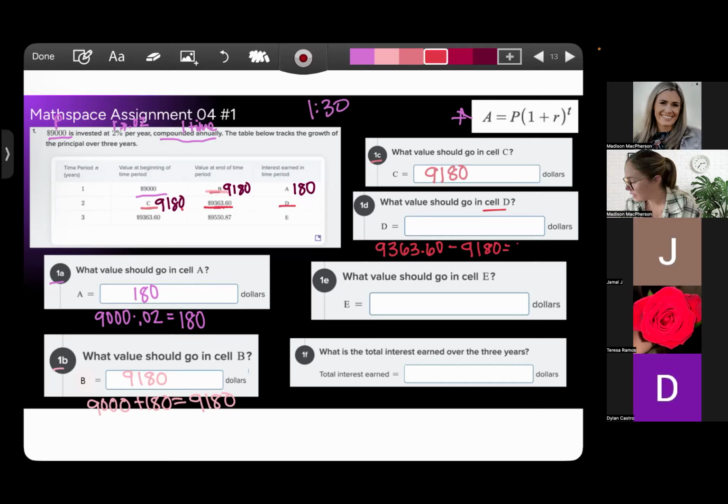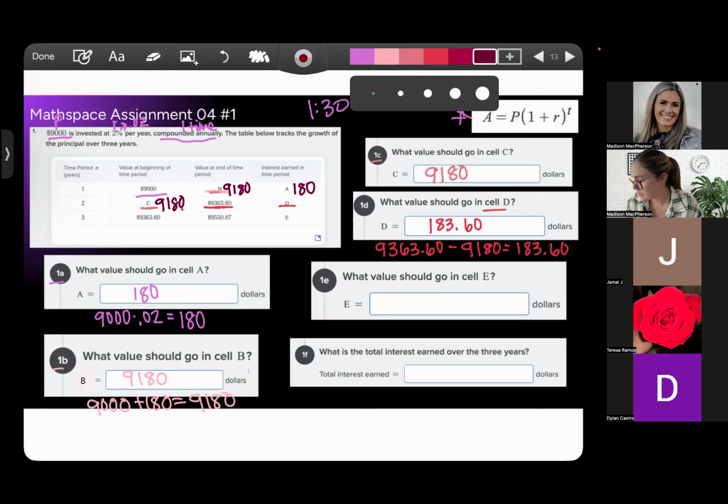I got 183.6. Since we're talking money, we need that 0 at the end. So the answer here is 1,000. Sorry, not 1,000. 183.60. So that's what's going to go here. 183.60.